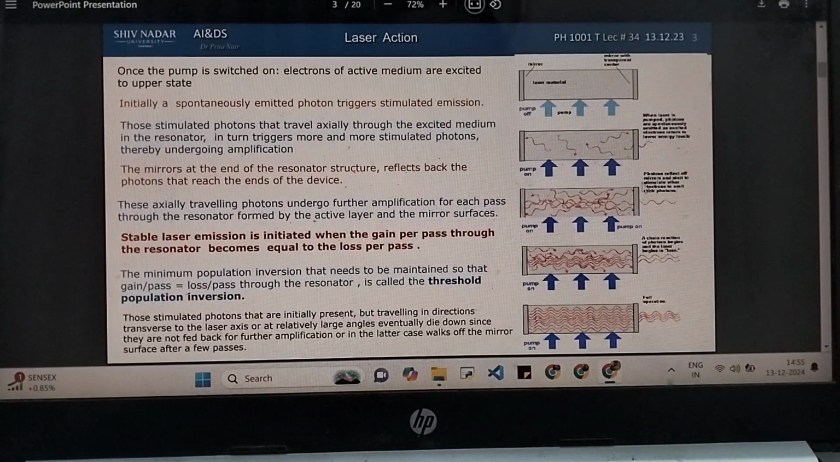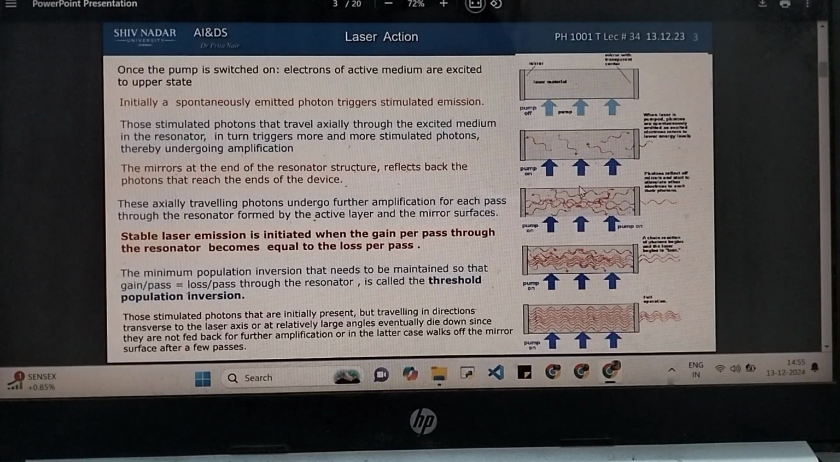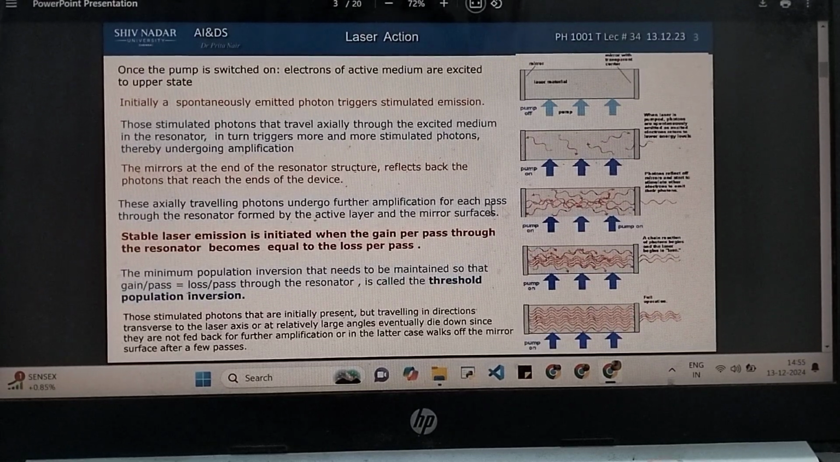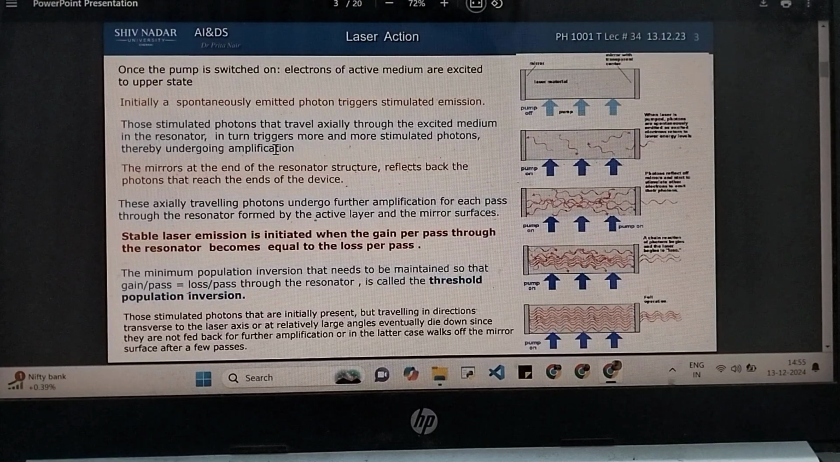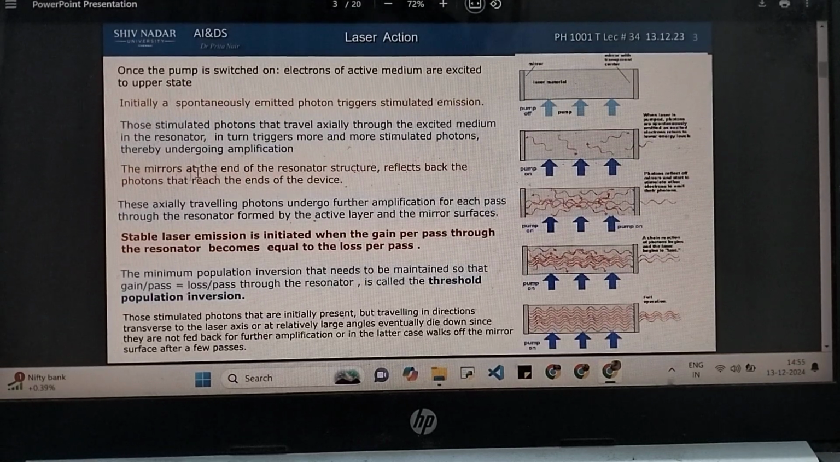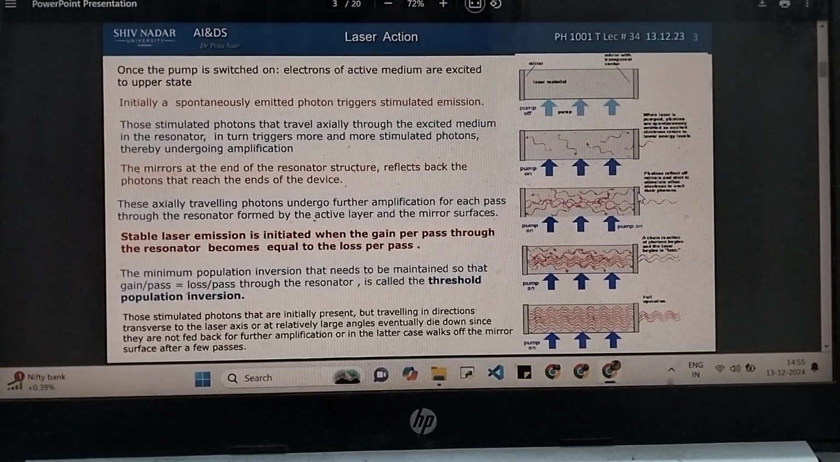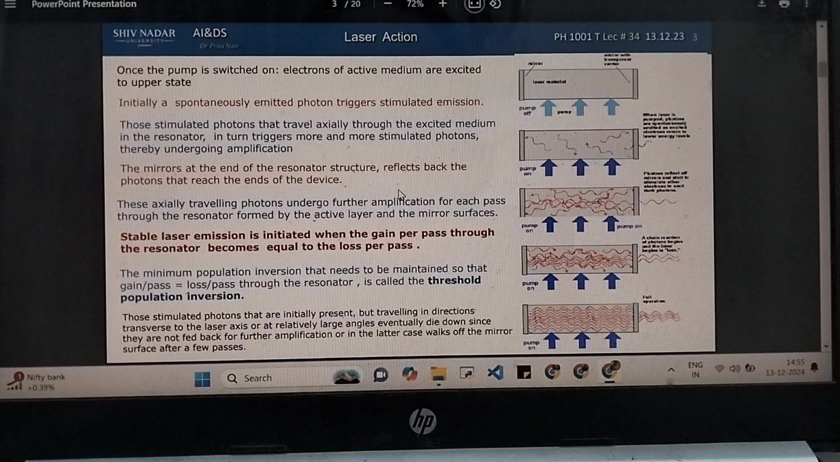So now these photons again trigger further stimulated emission. So looking at these, more electrons will be encouraged to give out photons, and the process repeats. So they keep moving axially and they trigger more and more stimulated photons, thereby undergoing amplification. These axially traveling photons undergo further amplification for each pass through the resonator, and the mirrors at the end of the resonator reflect back the photons. This is what we studied under repeated amplification. So as they are moving axially, every time they hit a mirror, they are reflected back, and for each pass through the resonator, they undergo further amplification.